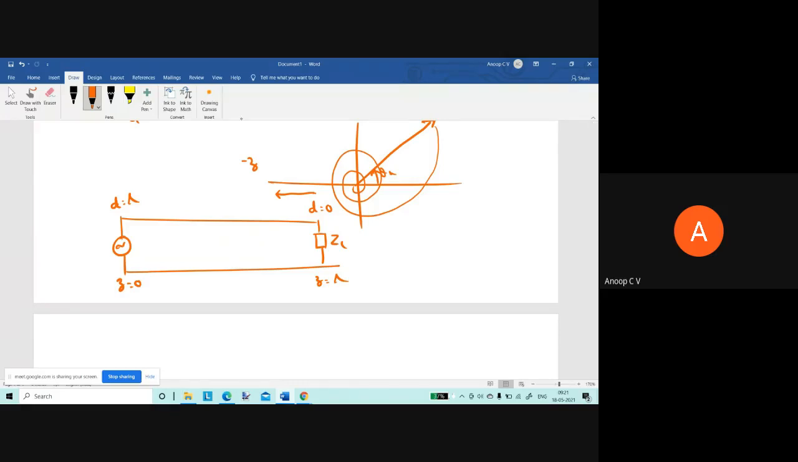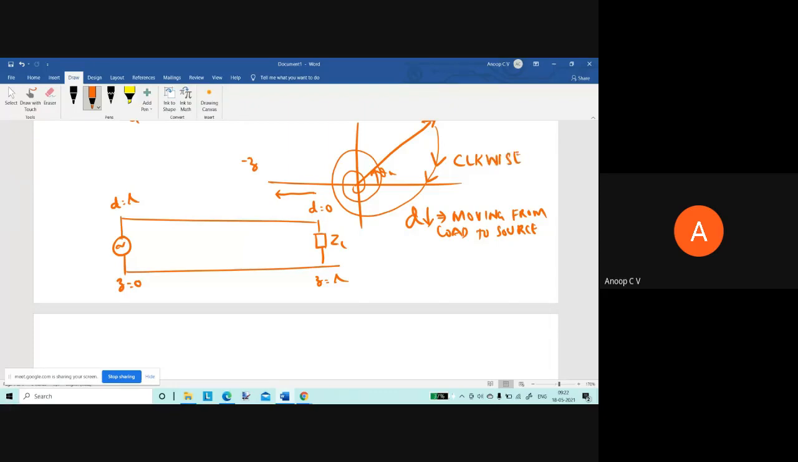So when I say d increases, we are moving along the transmission line from load to source. I'll write here: d increasing means we are moving from load to source, or moving towards the source end. Now if d increases, how will this phasor rotate? If d is increasing, the phasor will rotate in clockwise sense.